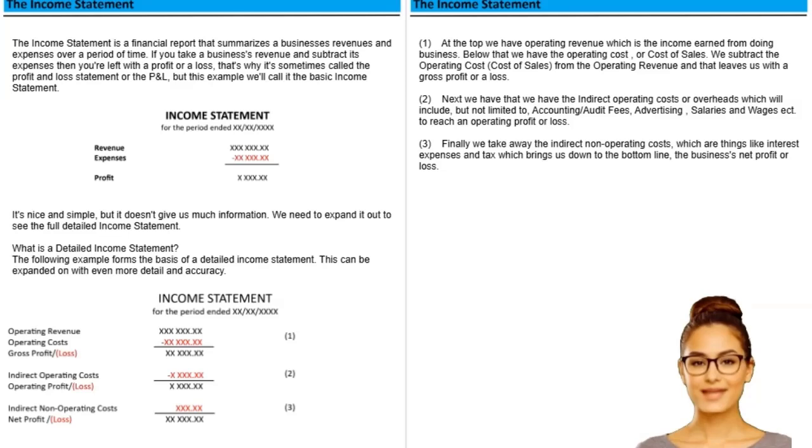Moving on, we have the indirect operating costs or overheads. These will include, but are not limited to, accounting or audit fees, advertising, salaries and wages, etc. To reach an operating profit or loss. Still not net profit or loss. Lastly, we have the indirect non-operating costs, which are things like interest expenses and tax, which brings us down to the bottom line, the business's net profit or loss. This section must be read again for full understanding. In the next section we give you an idea as to how to categorize income and expenses.